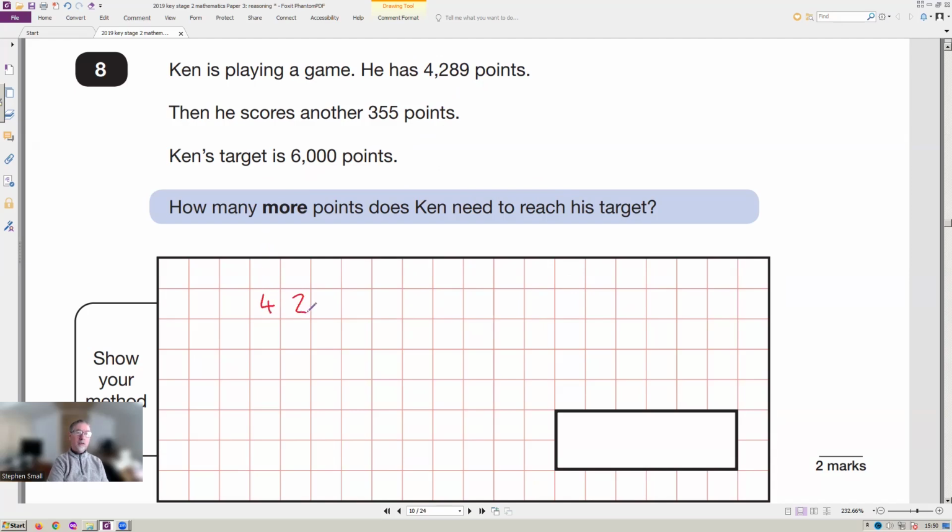4, 2, 8, 9. It's quite interesting. This reasoning is a lot of adding and subtraction, really. But this is adding to start with. 5 and 9, 14. 5 and 1 is 6, and 8 is, again, 14. I'll check this in a minute, but 3, 4, 5, 6. And bring down the 4. Now we take that away from the 6,000 to find the difference.